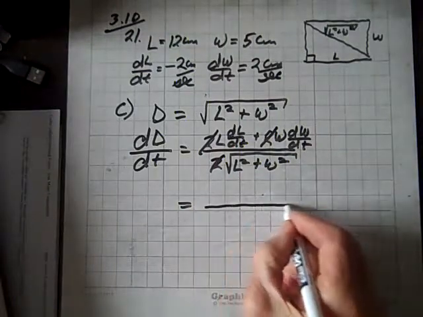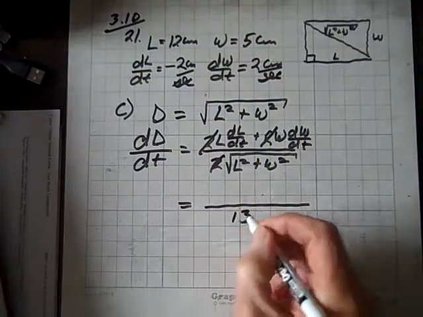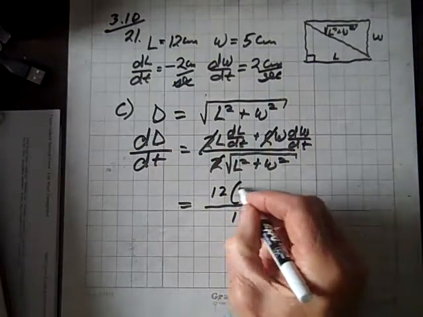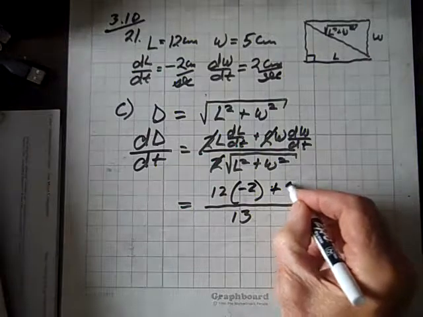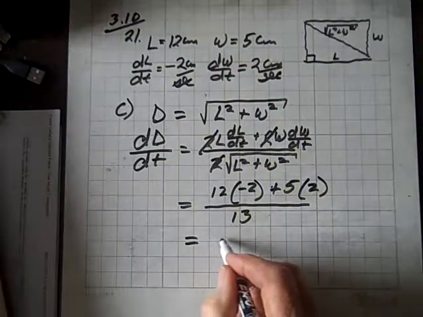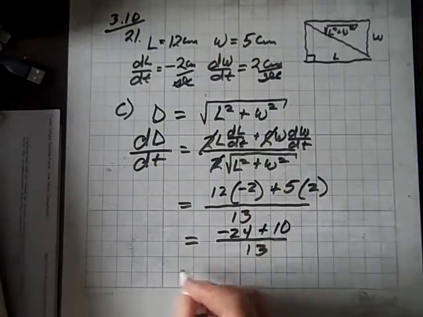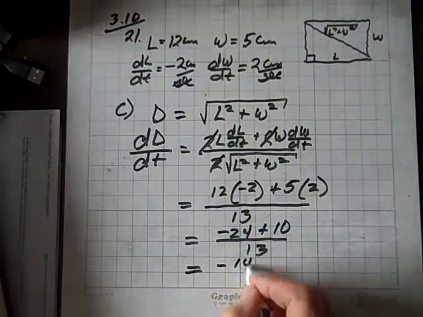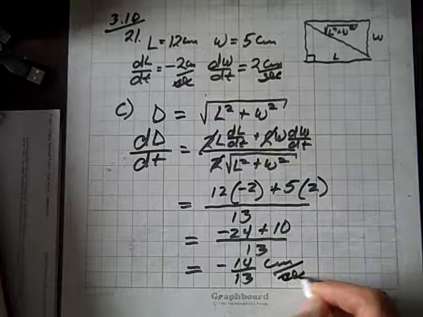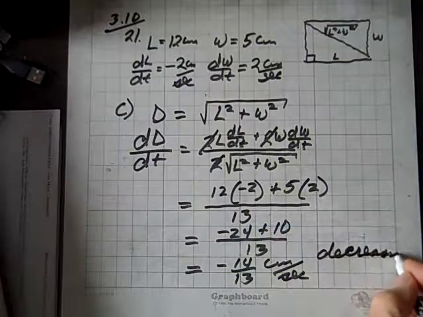So when we compute the length of that diagonal given those values, you try it out, you're going to get 13. Now the length is 12, and dL/dt is minus 2, plus the width is 5, and dW/dt is 2. So let's compute that. And what we're going to get is a 13 here, negative 24 plus 10, which equals negative 14/13, and that's going to be centimeters per second. And that's decreasing. And we're done.